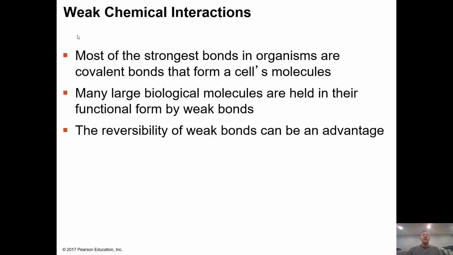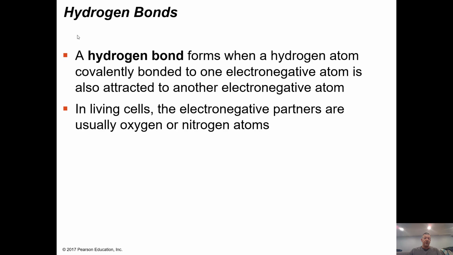Then we have some weak chemical interactions, and they're called bonds, but there's not necessarily anything that's making these two things stick together for any significant amount of time. So when we have something that has polar covalent bonds, it has hydrogen in it, and that is attracted to another molecule, we call that a hydrogen bond.